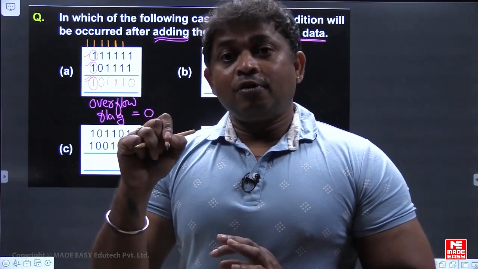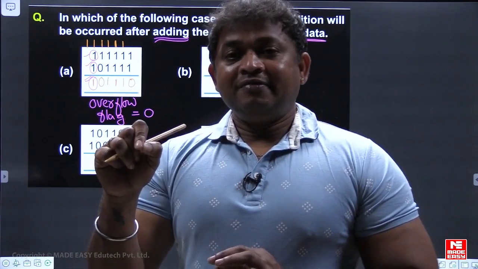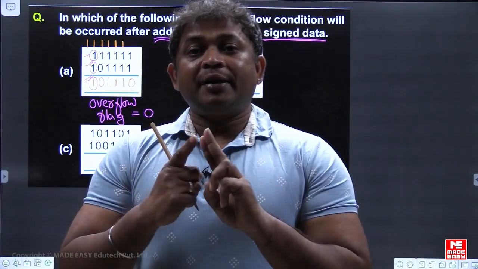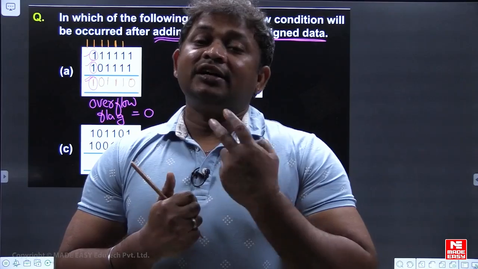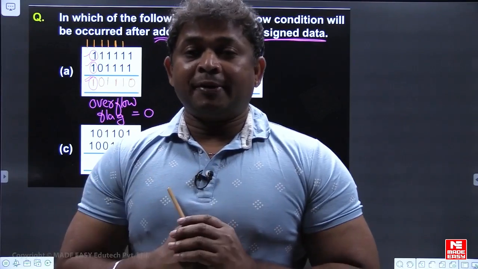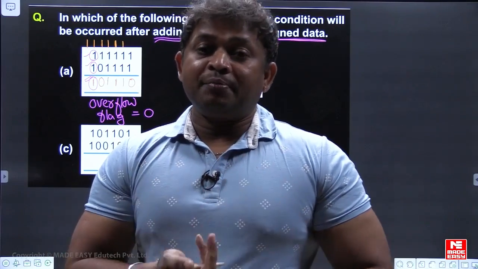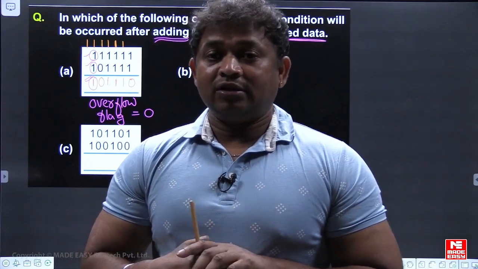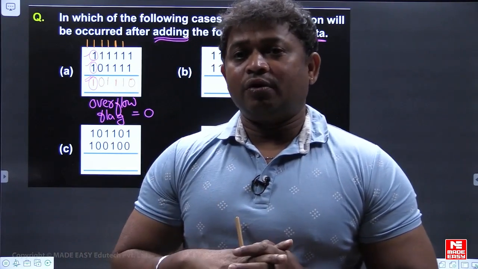Right? Overflow present when the result contains opposite sign. When 2 negative numbers are processed, result contains positive sign, then overflow present. When two positive numbers are processed, result contains negative sign, then overflow present. So in this case there is no overflow.